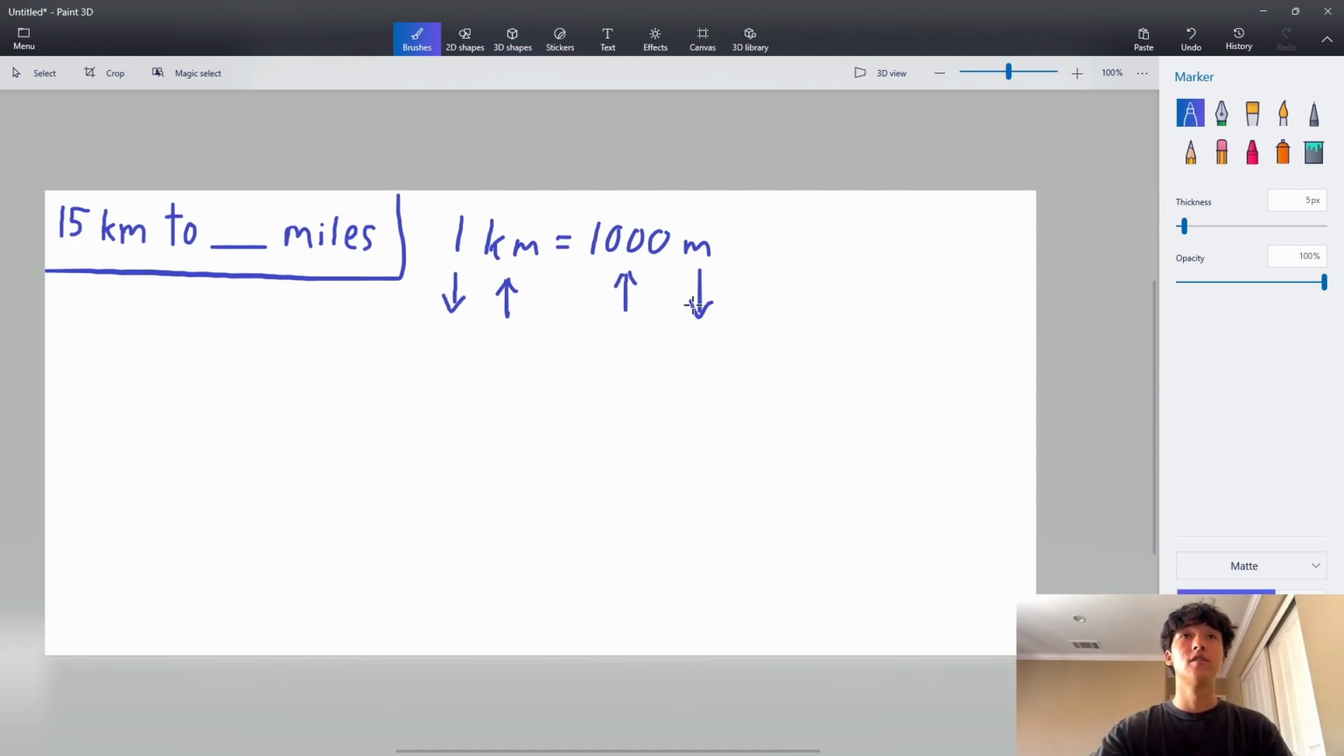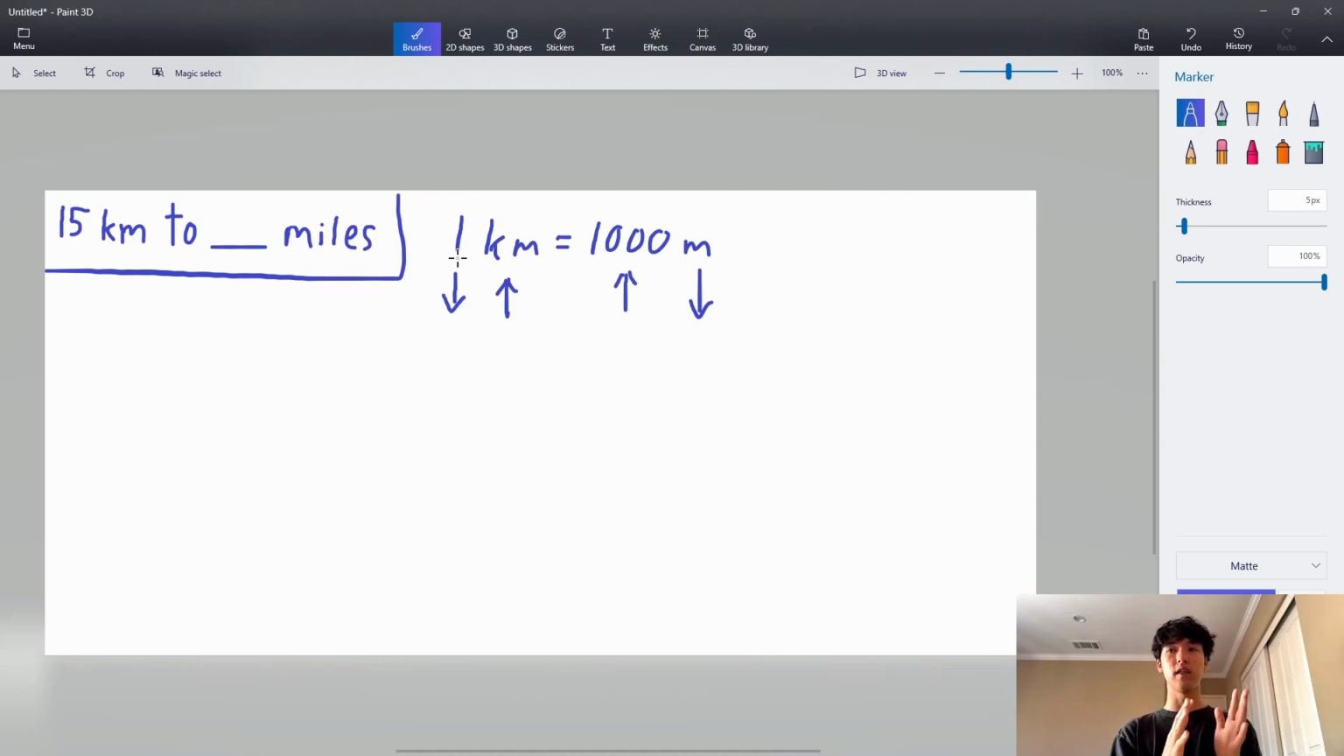Because kilometer uses the word kilo, and kilo means 1,000, that's why 1 kilometer is 1,000 meters. It's the same thing with kilogram. A kilogram is going to be 1,000 grams. Oftentimes you guys understand the 1,000, so you'll know that kilometers is 1,000.